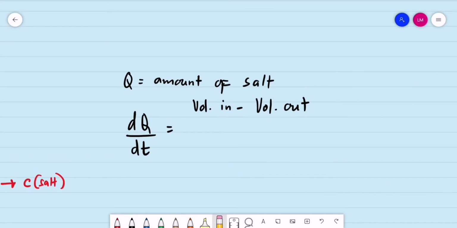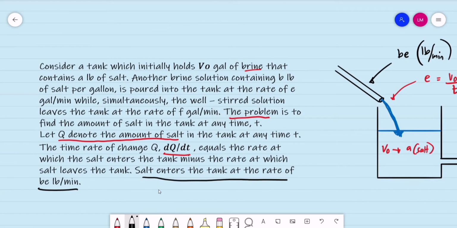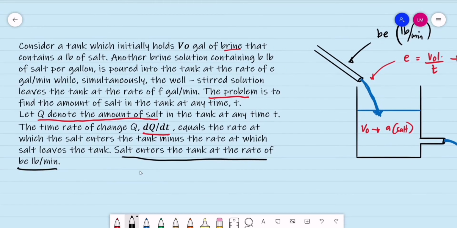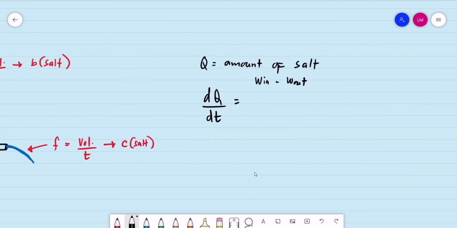And then we change this one. So let's say this is the weight in, then minus the weight out. According to the problem, what is the rate at which salt enters the tank? That is the BE in terms of pounds per minute. So that is the weight in. We have BE. What about the weight out?